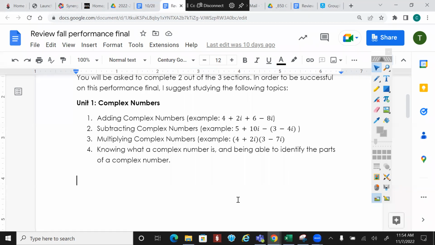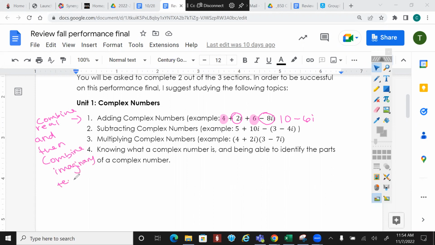When you add complex numbers, you're going to combine your like terms. So we've got 4 and 6 that we can combine together. What is that going to give me? 10. And then 2i plus negative 8i. So 2 minus 8 is going to give us negative 6i. And that's it. What you would tell me about this is you are going to combine real and then combine imaginary terms. That's what you would tell me on number 1. Are there any questions on that?